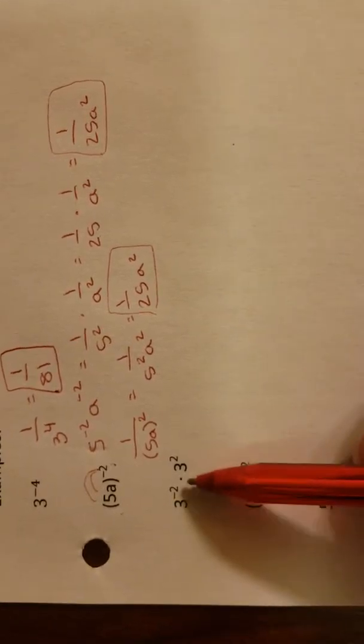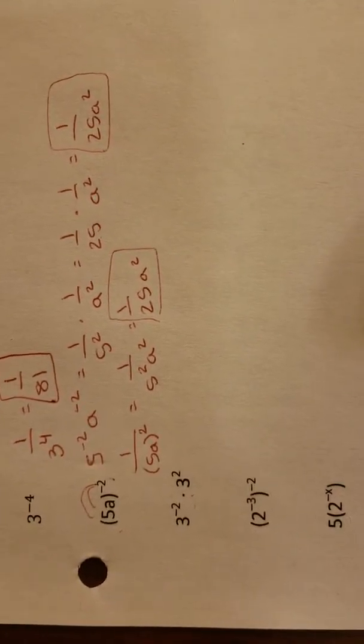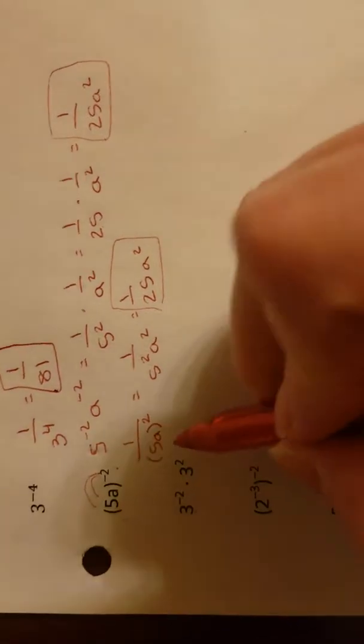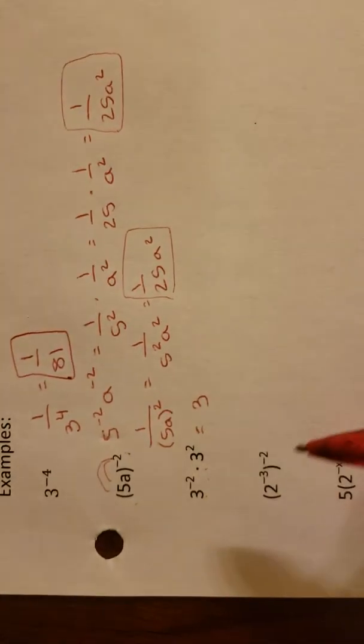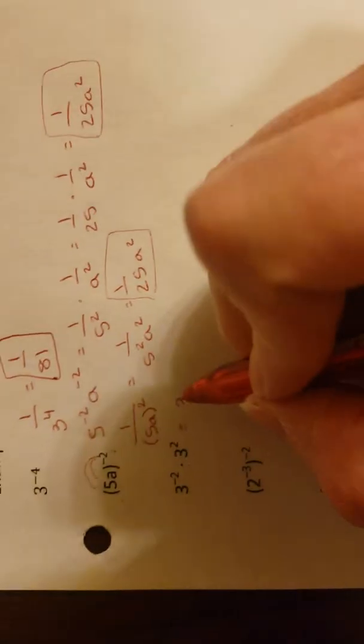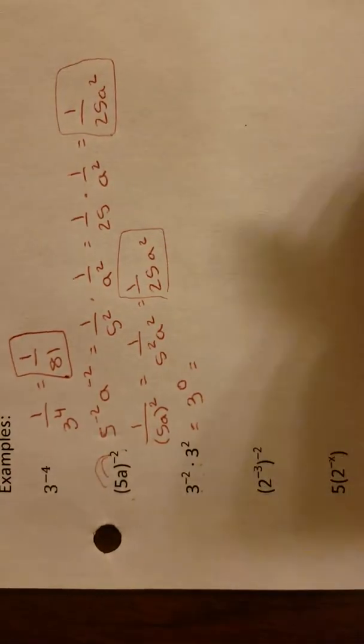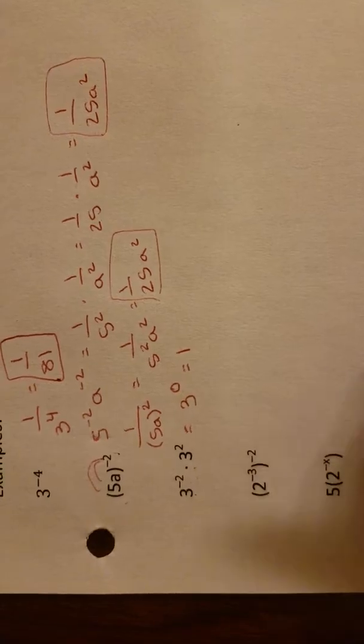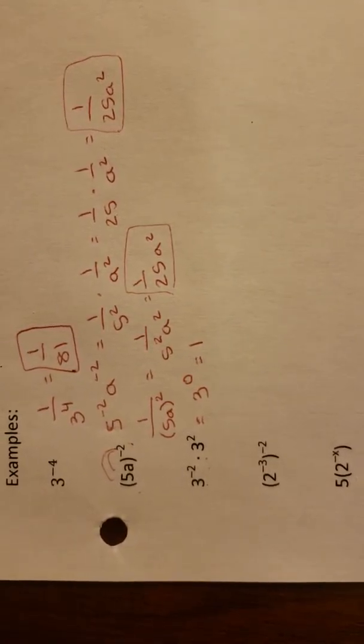Okay, same for this one. There's a couple different ways that occurred to me that you could do this. Here I have the same base, no parentheses, so if I want to combine them, I'm going to add the exponents. So negative 2 and 2 are 0. Anything to the power of 0 is 1. Now if you do it that way, that's pretty quick and easy for you.